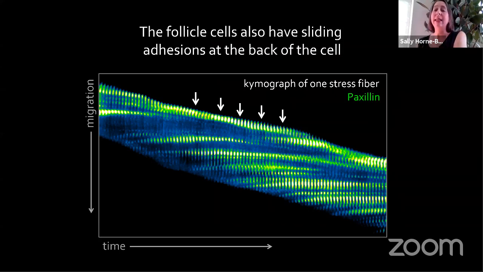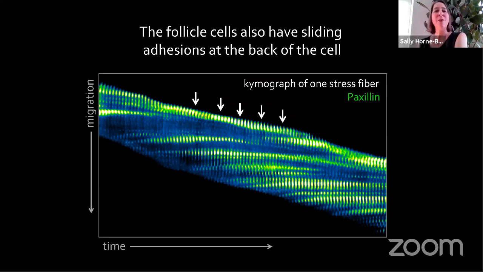Now, these types of sliding adhesions have been seen in many types of migrating cultured cells. I'm not sure we expected to see them in the epithelial context. But we're definitely interested in why these adhesions are forming and what they're doing.